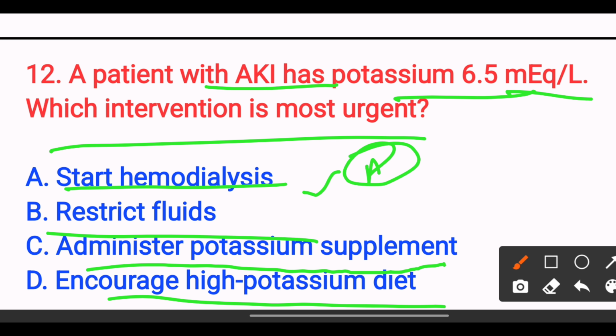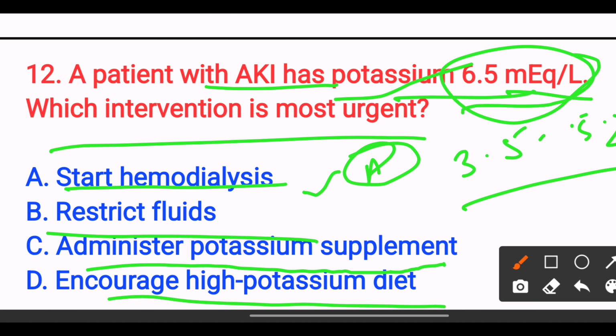Hyperkalemia: the normal potassium level is 3.5 to 5.5 mEq per liter. 6.5 indicates hyperkalemia, which is a life-threatening condition. Dialysis is needed if not responding to medical management. So the answer will be option A, start hemodialysis.